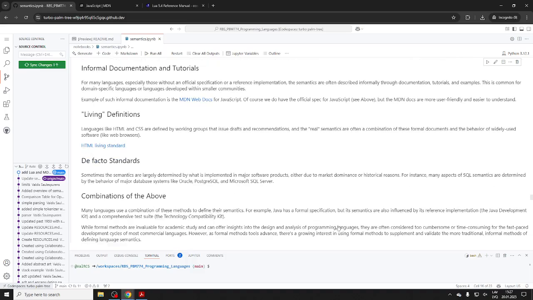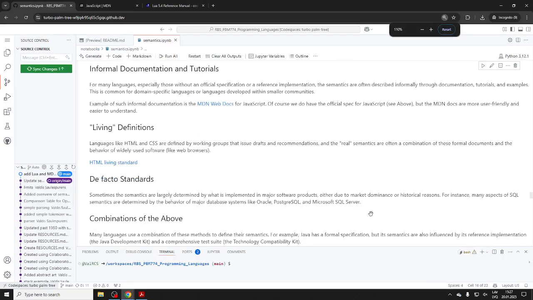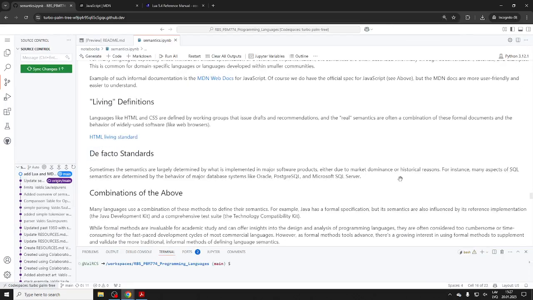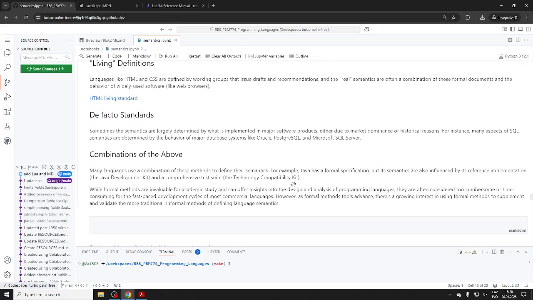So in the real world, we go back to why this is all important. Java has a formal specification, but you have a reference implementation, you have a test suite, all of those. Formal methods are invaluable for academic study, and you can get some insight, but they're extremely cumbersome. If you're doing a commercial language or anything in the real world, this is not going to be very, how should I say, scalable. But sometimes you have a formal definition, and you can validate. You have extra safety of validating.